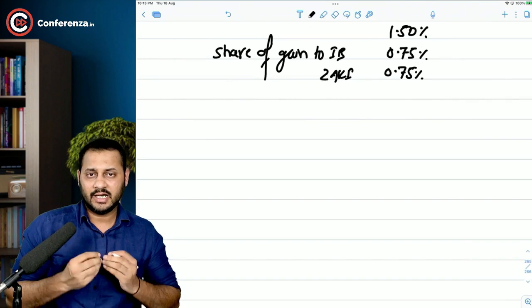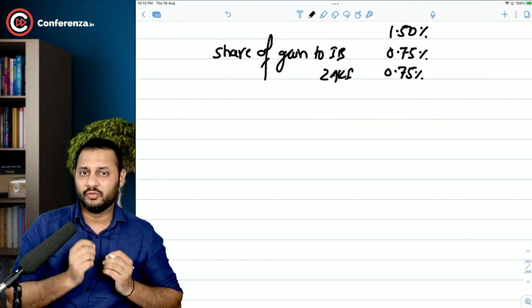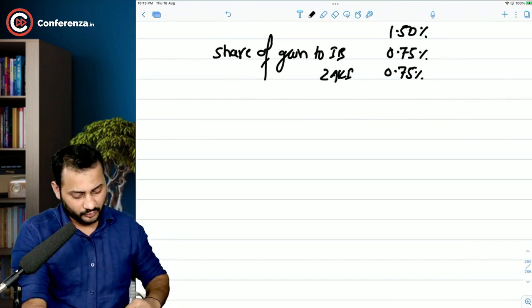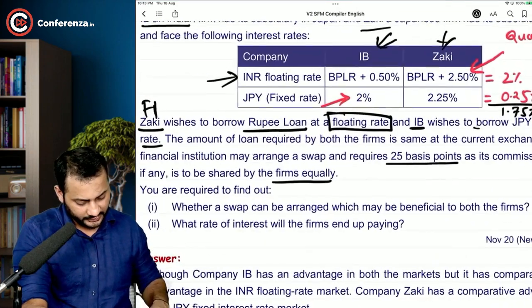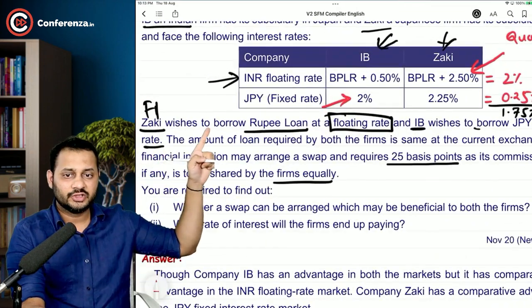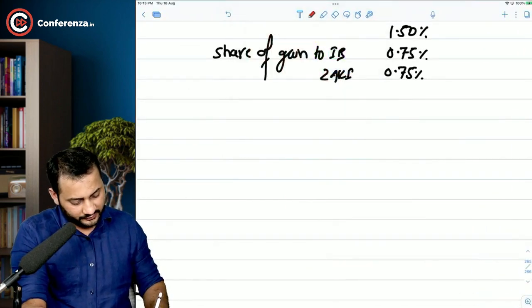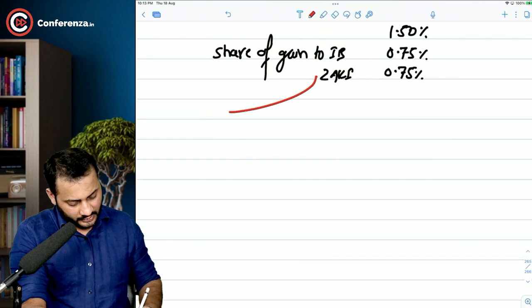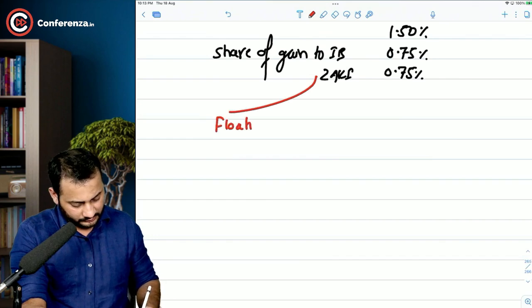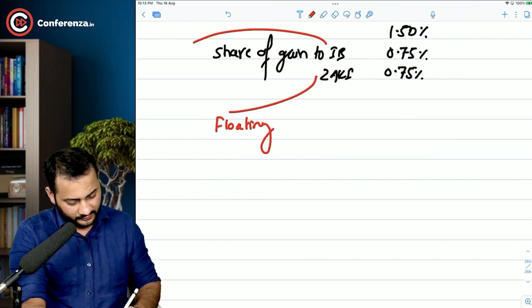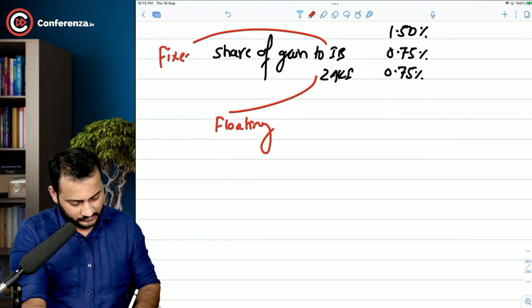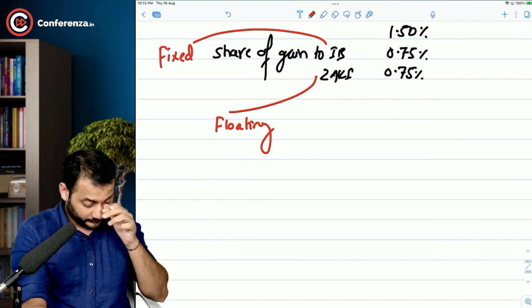It means that IB should be able to borrow at a fixed rate. It wants to borrow at a fixed rate, right? Let me just confirm once again. Zaki wishes to borrow at a floating rate. So Zaki's wish is to borrow at a floating rate, and IB wishes to borrow at a fixed rate. Okay.